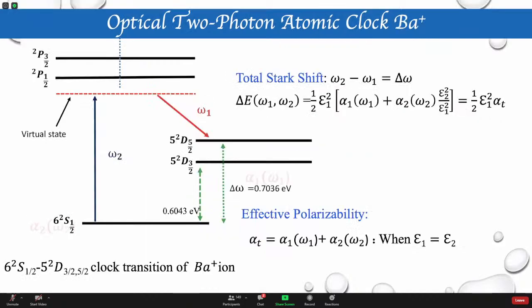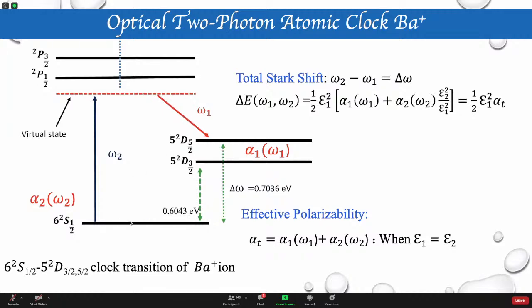So in our case, we would like to use this two-photon for the barium plus. Where we use that two-photon, one photon is pumping that electron from 6s to any allowed excited state, and another photon is bringing it out to the 5D levels.